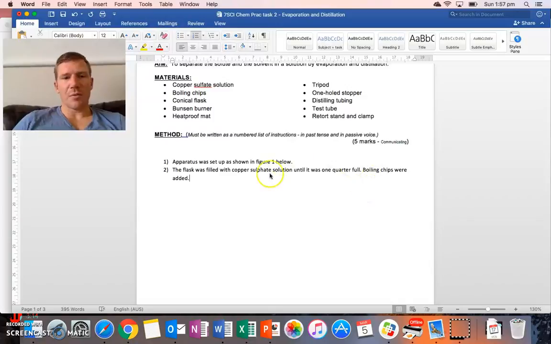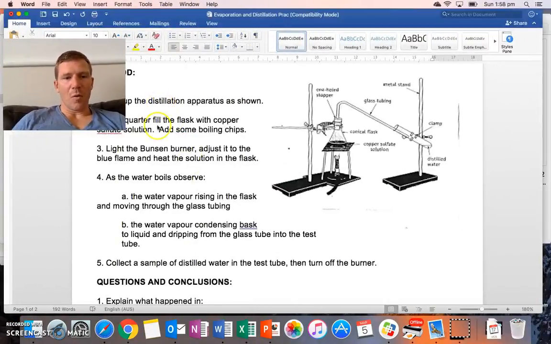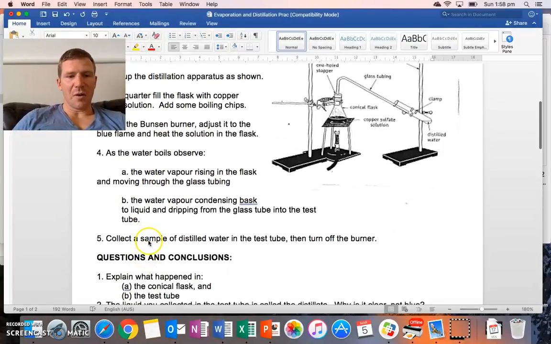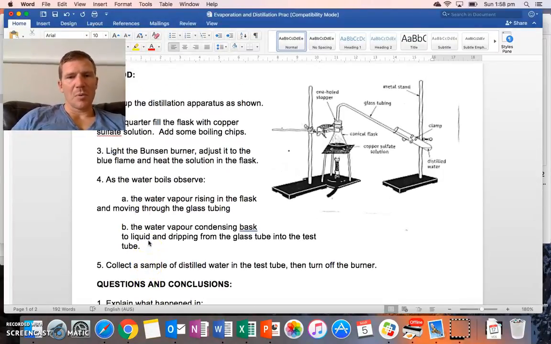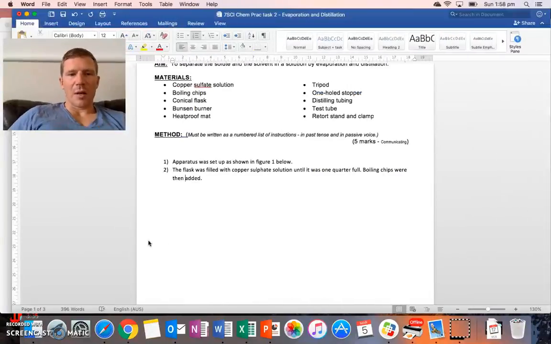So if you read through this: apparatus was set up as shown in figure 1 below. The flask was filled with copper sulfate solution until it was 1/4 full. Boiling chips were then added. You need to continue through that for all the steps. In this one, there's only 5, there's not a lot of them, but you need to include all of those.